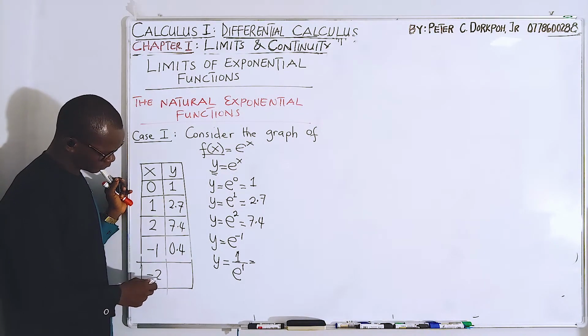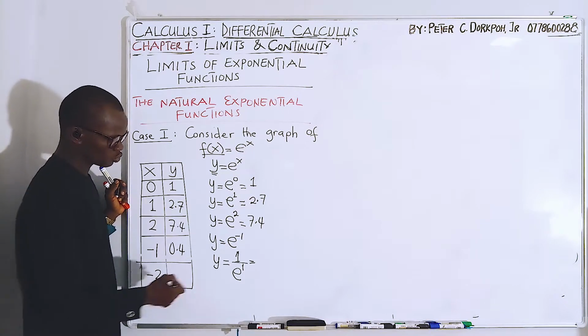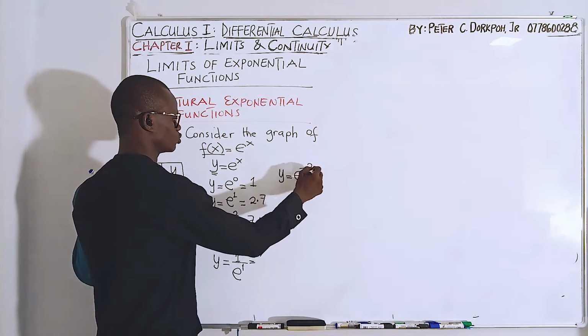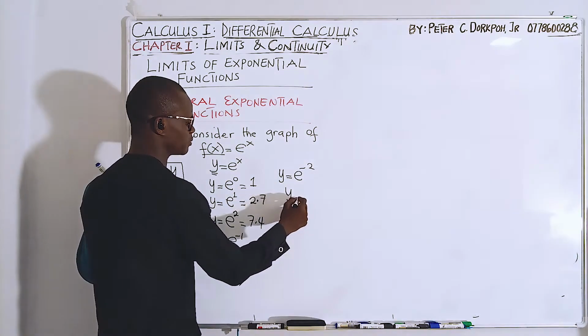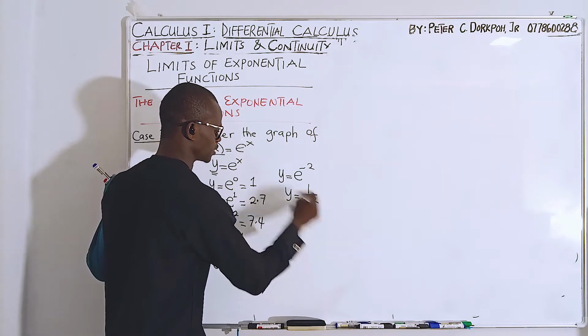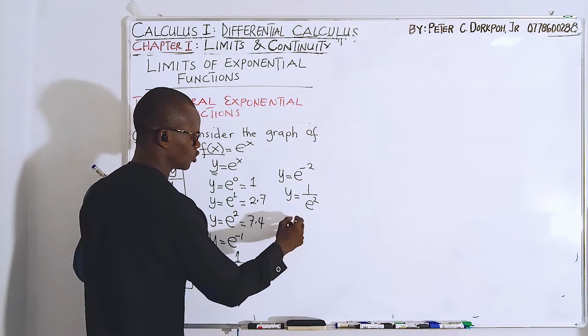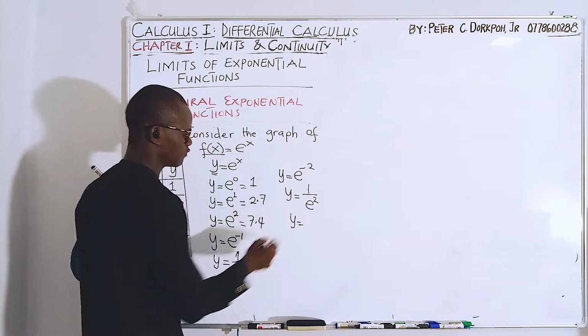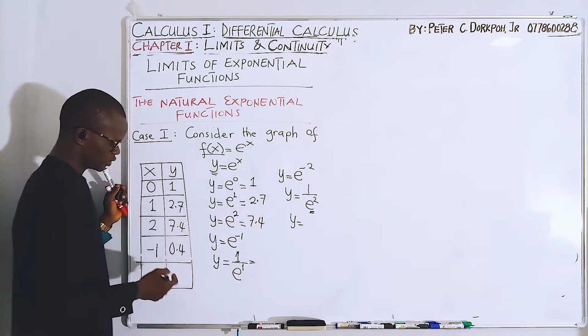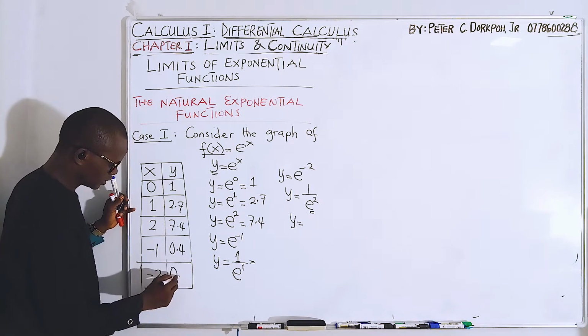As x takes on minus 2, again, we reciprocate to make the power positive. We have 1 all over e raised to the power positive 2. So if we do that, thereby bringing in the value for e and squaring it, we're going to get approximately 0.1.